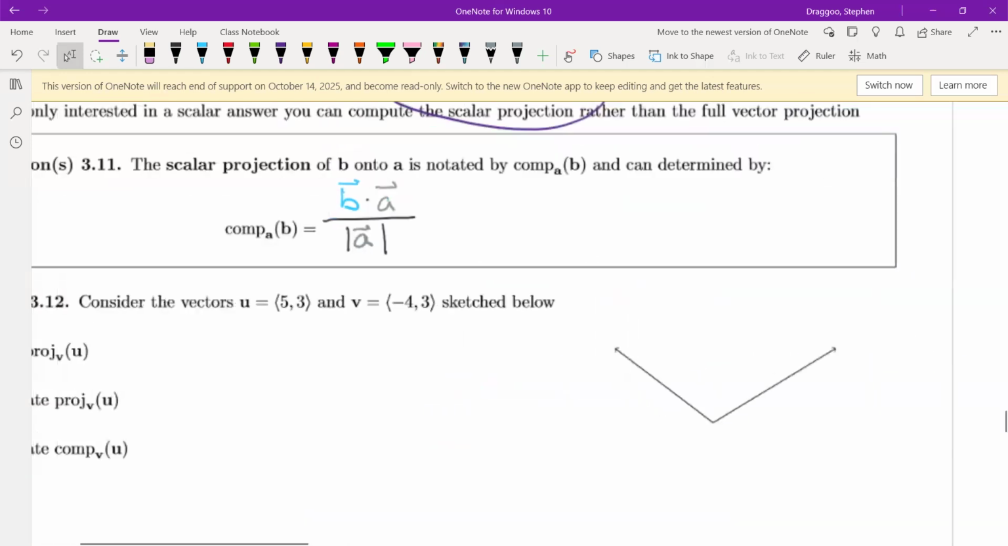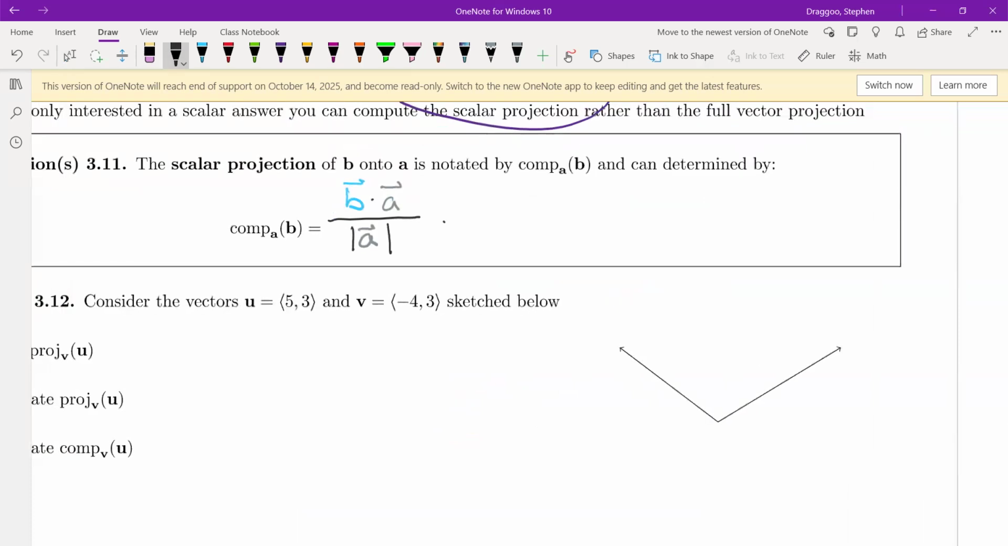So let me add in back here. This is also equal to the magnitude of my blue vector, the one that I care about, times the cosine of the angle between them.